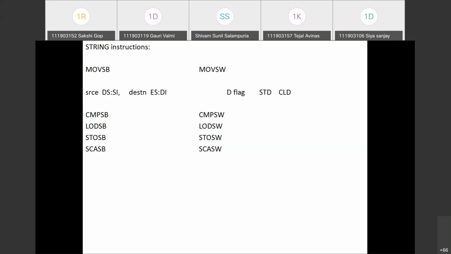Similarly, scan string word. Trying to scan for, search for this 16-bit quantity in destination, which is the content of accumulator AX. So it does AX minus destination 16-bit quantity. While executing scan string word, from the destination a 16-bit quantity is read and subtracted from AX, and only the flags are affected. Looking at the flags, you have to conclude.